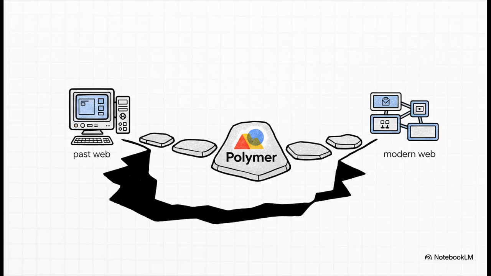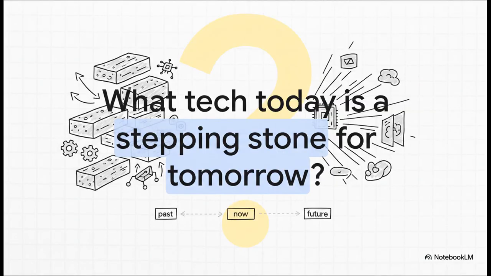So the real takeaway here is pretty clear. Polymer wasn't a failure, not even close. It was a hugely successful experiment that did its job perfectly. Think of it as a bridge, getting us from an older way of building websites to the modern component-driven future we have now. It was an absolutely critical stepping stone.